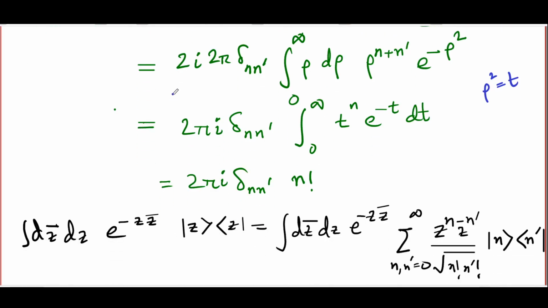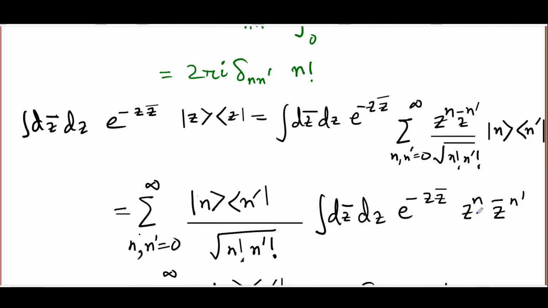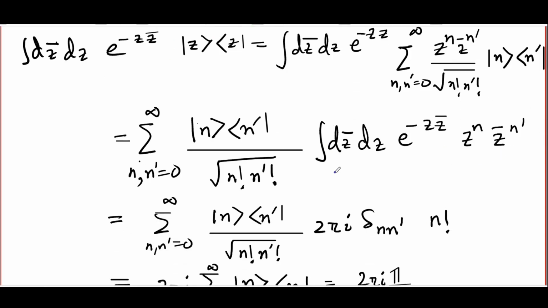Now that we know this integral, what we are going to do is simply take e to the minus z z bar times our ket z bra z combination, integrate over the entire complex plane, and because we already know what the e to the minus z z bar z to the n, z bar to the n prime integral is, namely this one, we can just use our expansion of ket z bra z in terms of the n's, which we worked out a while ago, and then simply carry out this integral over z bar and z, use the fact that this is a very simple integral, ultimately 2 pi i delta n prime n times n factorial, and this delta n prime helps you to calculate the n prime sum trivially.